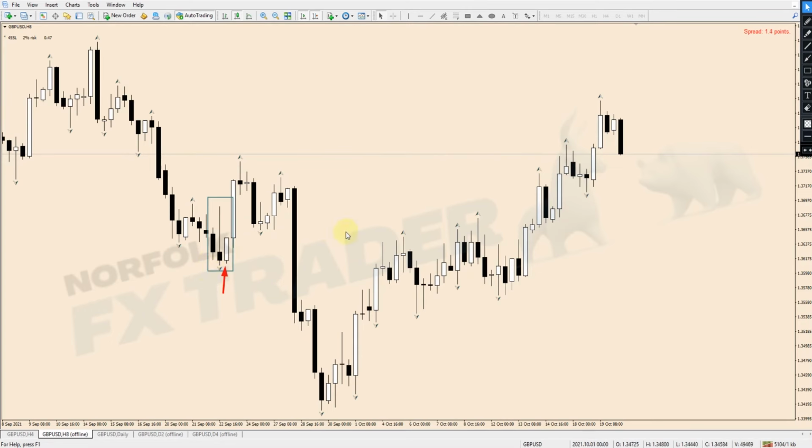Now remember, the type of candlestick you're looking for continuation would be that same candlestick, but you're not looking for the market to give you that pullback. You're looking for the sideways and then looking for the continuation, which comes into that rally base rally, drop base drop of supply and demand.